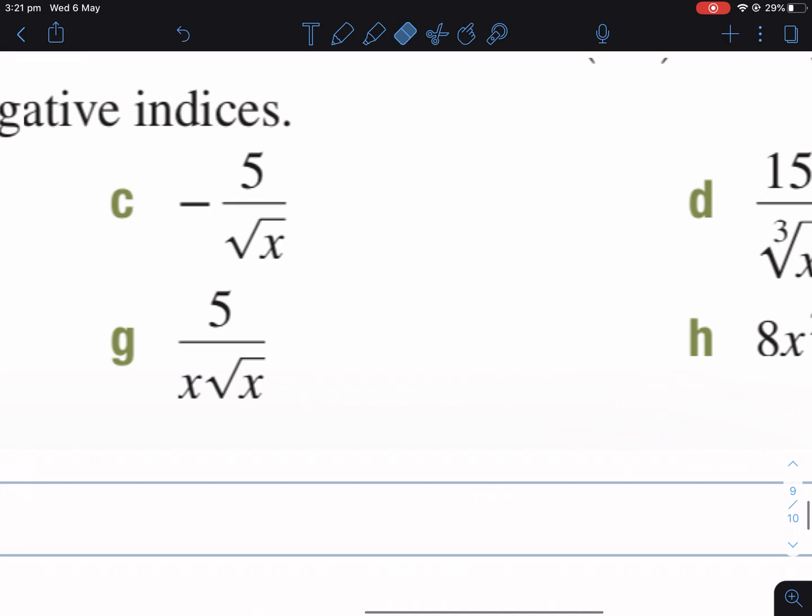Oh, we're only doing every second. Ugh, this is killing me. So we've got negative 5 times x to the negative half, negative 5x to the negative half.